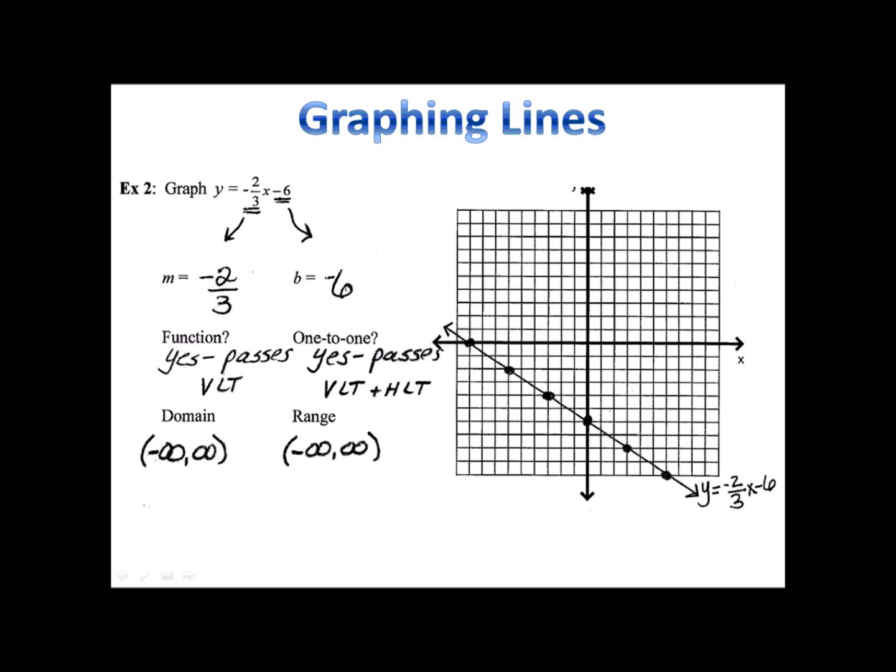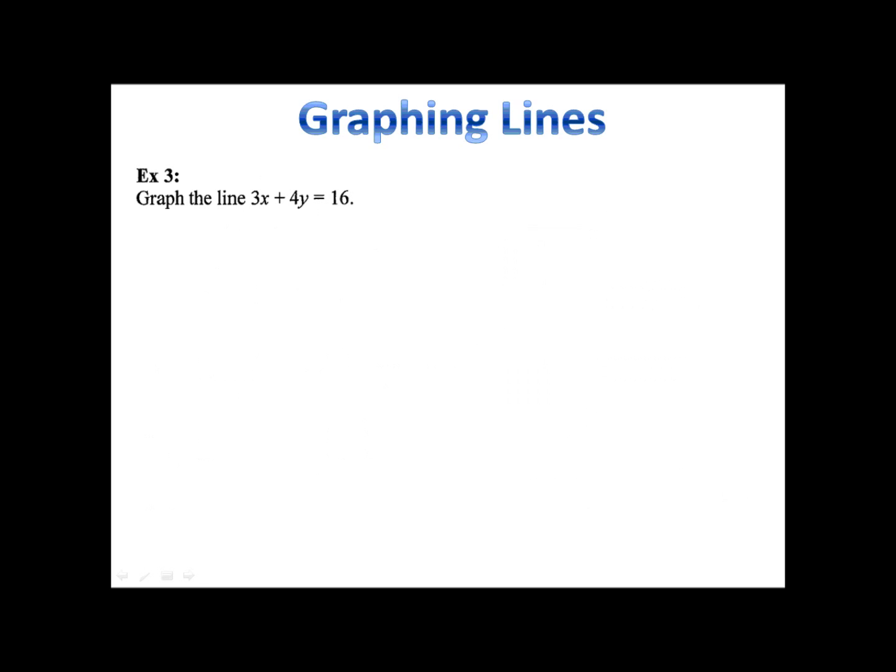In our third example, we're given the line 3x plus 4y equals 16. In order to graph this line, we need to get it in y equals mx plus b form. We begin by subtracting 3x and then dividing both sides by 4. That gives us y equals negative 3/4 x plus 4. We now have a point on the y-axis, 4, and the slope, negative 3/4.